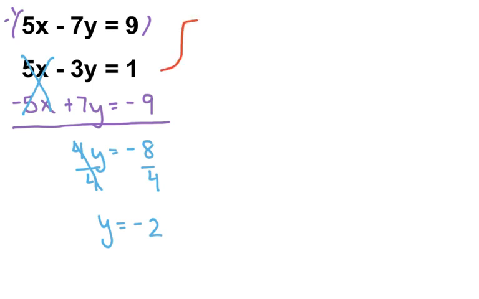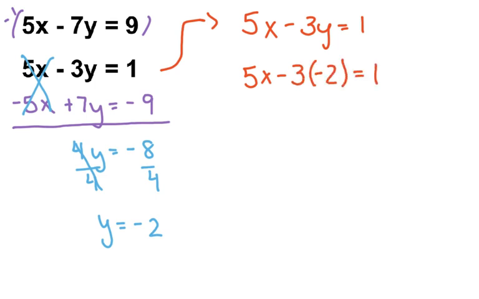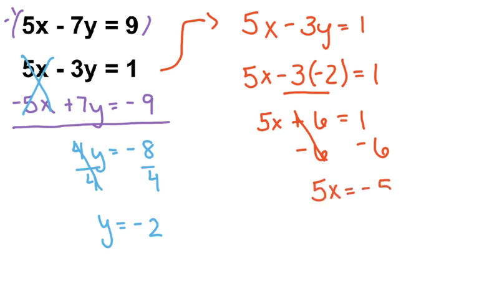I'm going to use that second equation to find my x value. So 5x minus 3y equals 1. And I'm going to substitute negative 2 in for y. So I've got 5x minus 3 times negative 2 equals 1. Here's that negative times a negative, so this is going to become a positive 6. And then I'm going to subtract 6 on both sides. Divide by 5, so we get x is negative 1. So our coordinate would be negative 1, negative 2.